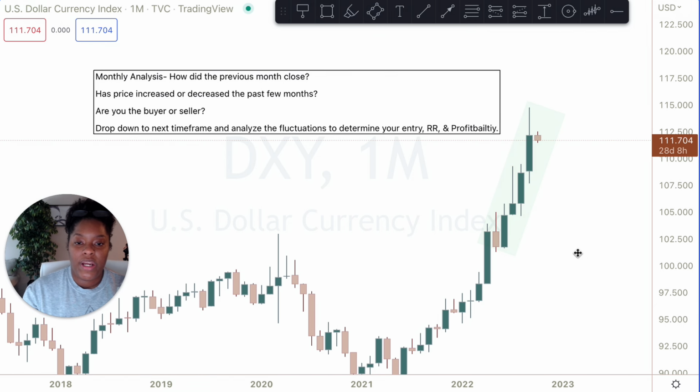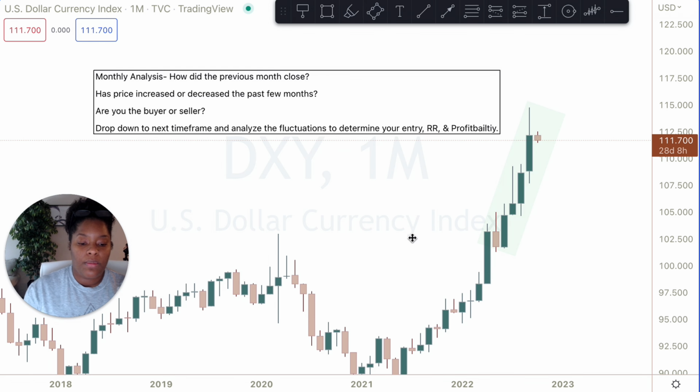Now, we're here on the monthly time frame on the dollar index. And if you don't know what the dollar index is, it is an index and it measures the strength of the United States dollar. And I like to use this when trading major currency pairs. So I'm going to be using this index, and then we're going to be talking about the Australian dollar, United States dollar in today's video.